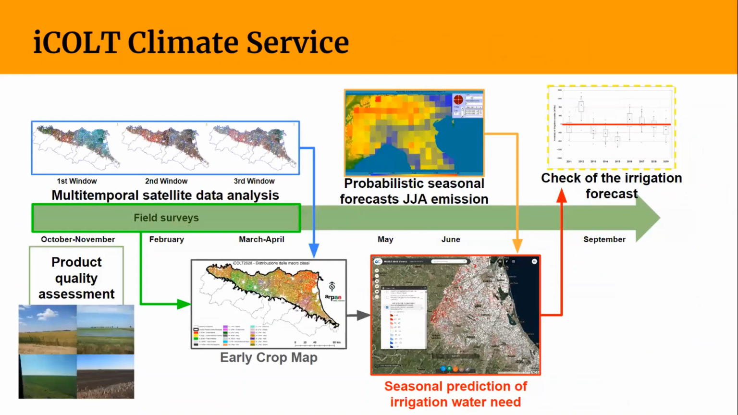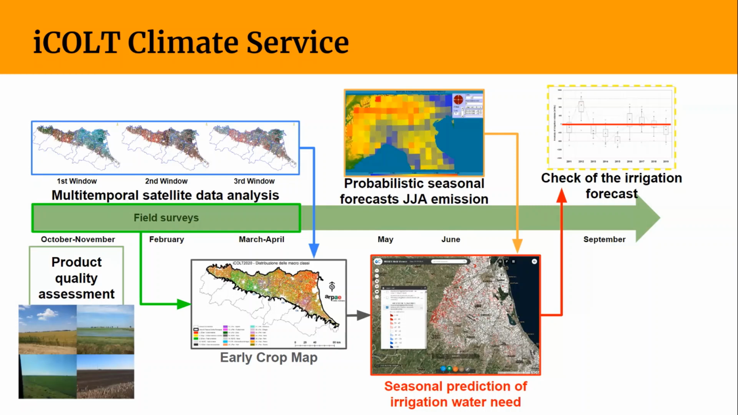And first, I will show you the seasonal prediction of irrigation water need that we have set up for Emilia-Romagna. Seasonal prediction of irrigation water need was developed within the European projects MOSES and CLARA, and further developed later on in Highlander.